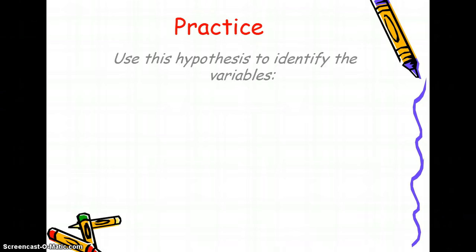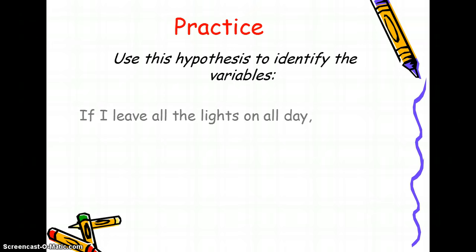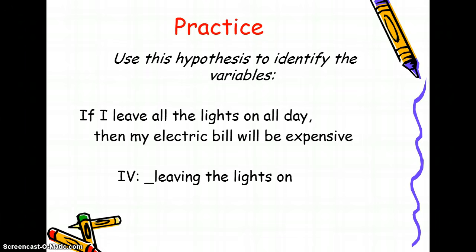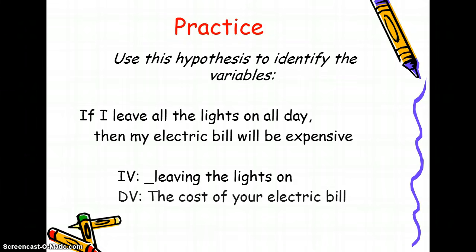Okay, more practice. If I leave all the lights on all day, then my electric bill will be expensive. What is your independent variable? What is the one thing that you can change? Okay, if you said leaving the lights on, that is correct. That's the one thing that you can change. And then what are you measuring? What's the outcome? What are you trying to find out? If you said the cost of your electric bill, then you are correct.